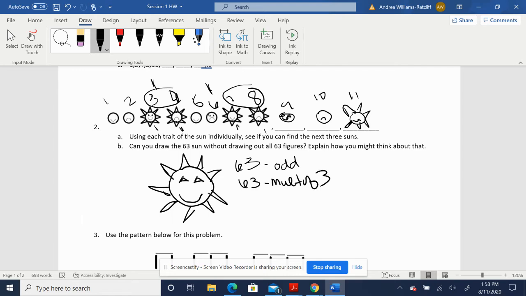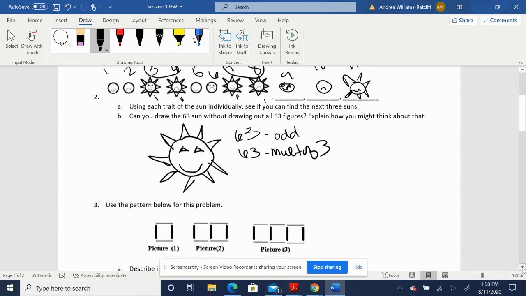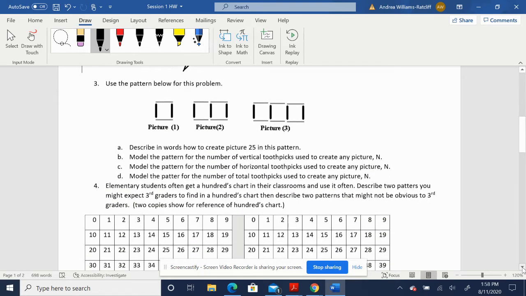So we looked at the pattern. Okay, that's what our evidence was, and then we extrapolated it. We kind of looked into the future without having to draw all those. Right, so let's look at a new pattern here.